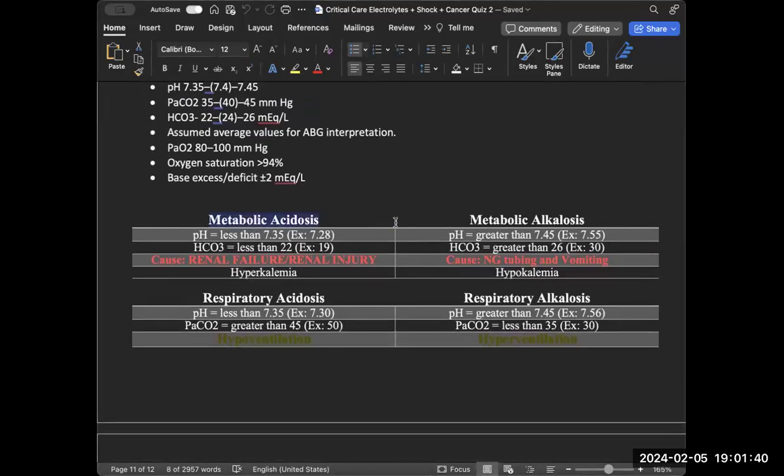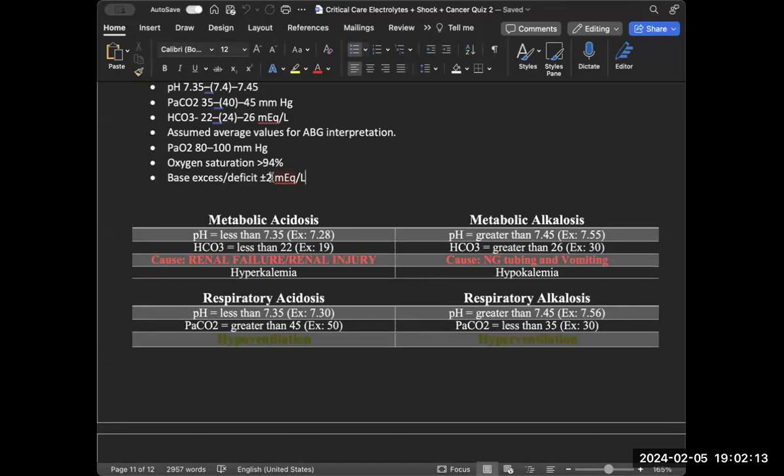So with metabolic, whether it's acidosis or alkalosis, the same thing happens, which basically means that if the pH drops, the bicarbonate's going to drop. That's what I mean by same thing, or vice versa. If the pH is high, we expect the bicarbonate to be high. So, let's look at an example of metabolic acidosis, right? So, metabolic acidosis has a pH of less than 7.35. That's because a normal blood pH is 7.35 to 7.45.